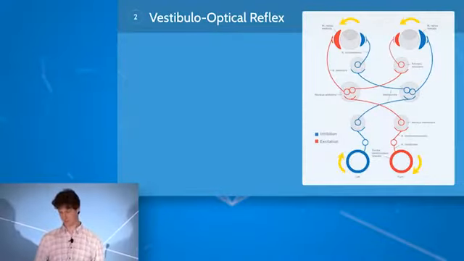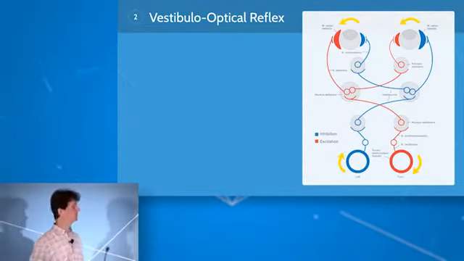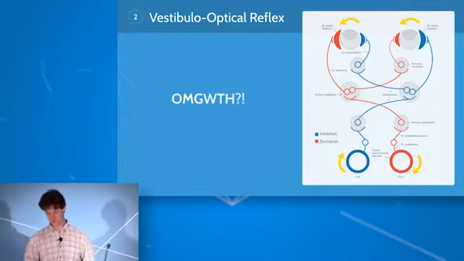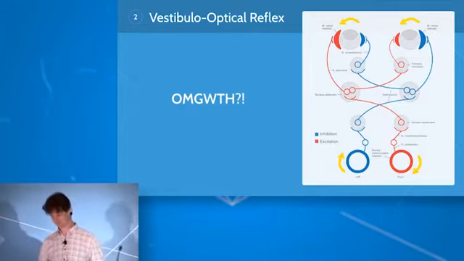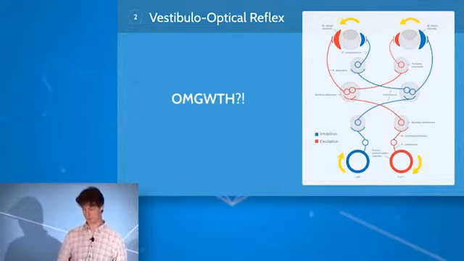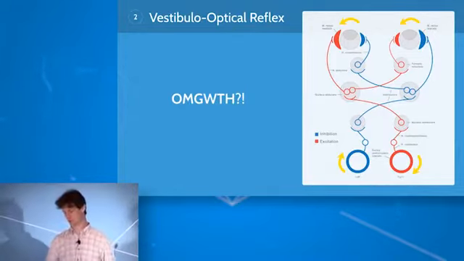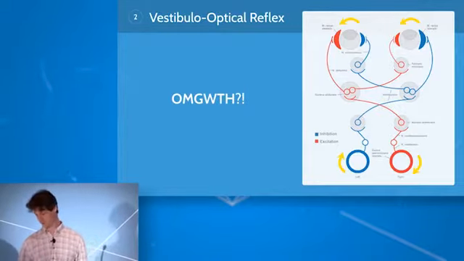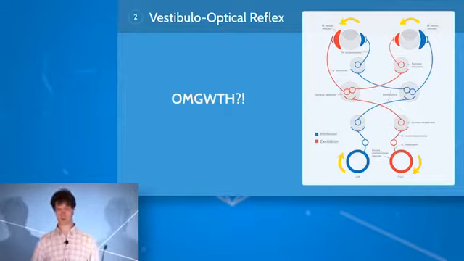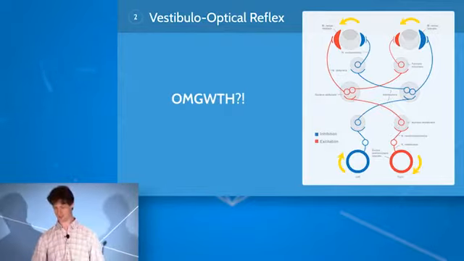So this VOR reflex, Vestibulo-Optical Reflex. This is a really nice diagram I found on Wikipedia. Thank you to them. I think it's pretty self-explanatory. It's kind of obvious what's going on here. It doesn't need much explanation. All right then, just for the slow people.